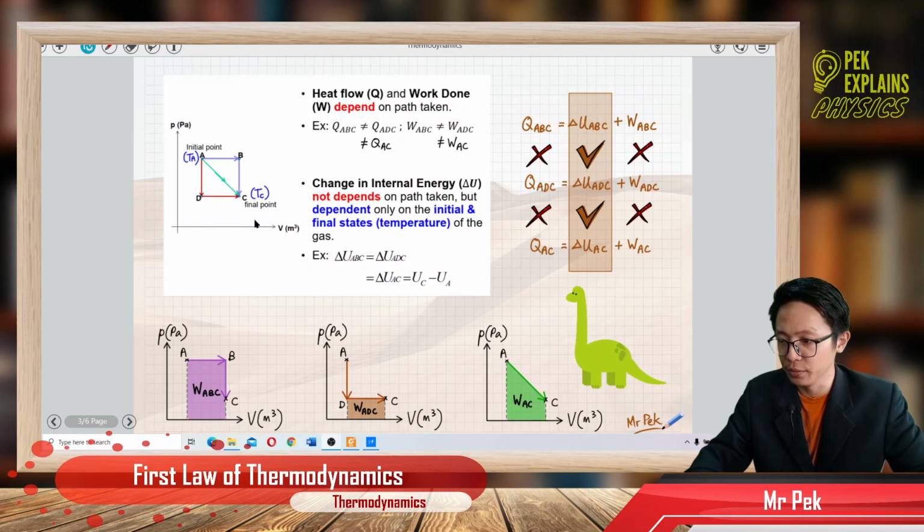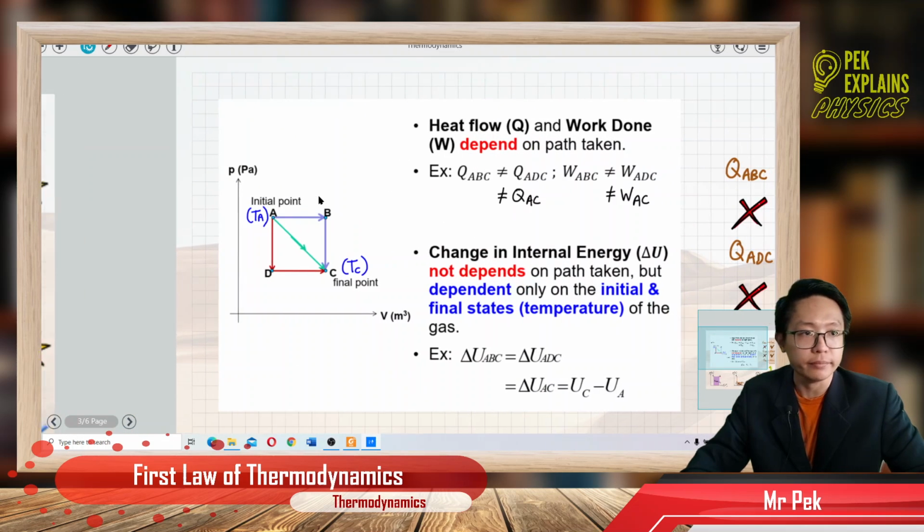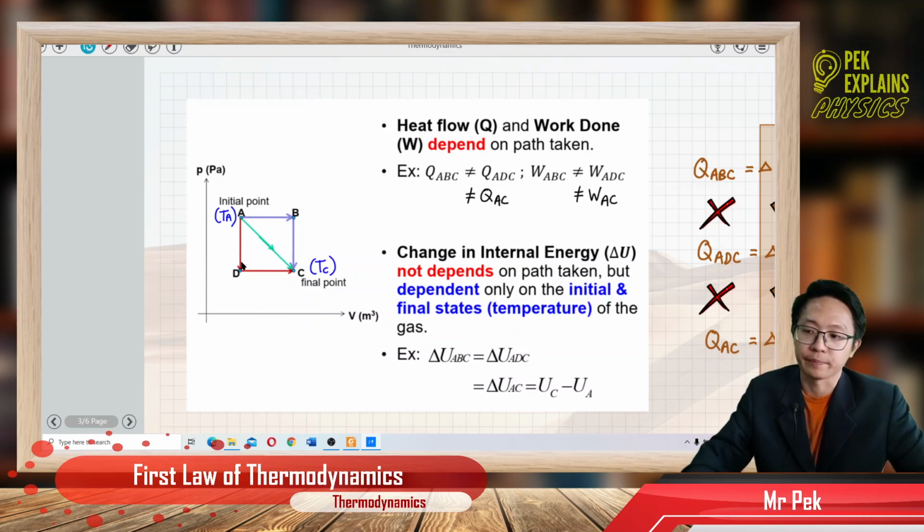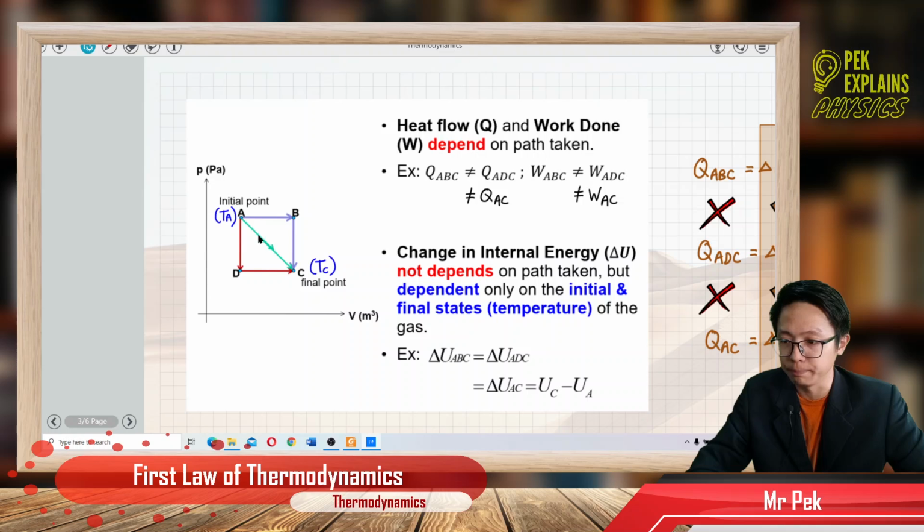I want to explain these three using this example, a pressure volume graph. We have different paths here. As you can see, maybe I bring it nearer. Now you can see better, isn't it? In this graph, we actually have three paths. The first path is ABC, which is the purple one.